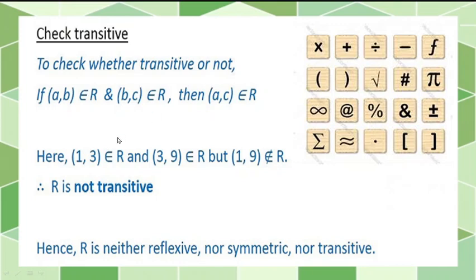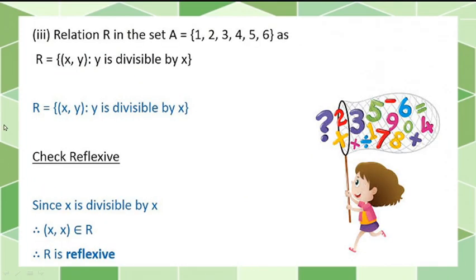Now if we talk about transitive, we have (1, 3) in the relation, we have (3, 9) also in the relation, but we don't have (1, 9) in the relation. So this is not transitive. So R is neither reflexive nor symmetric nor transitive.